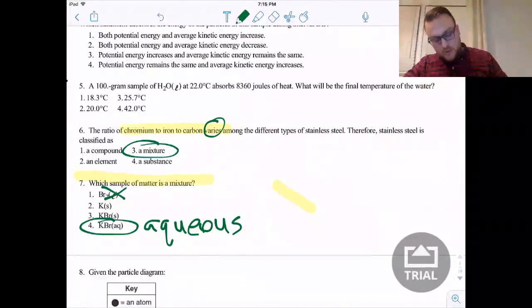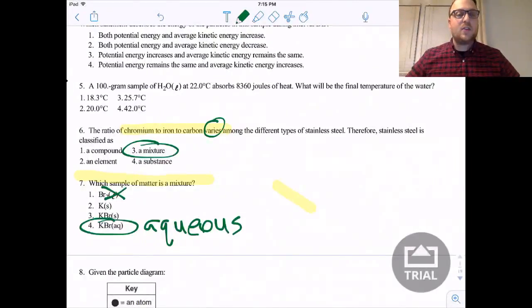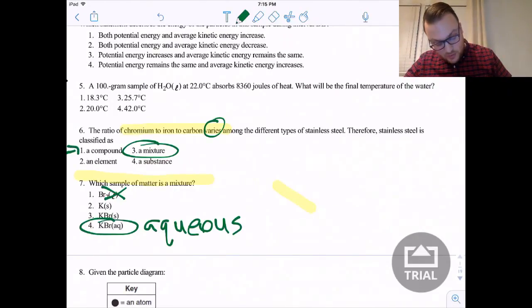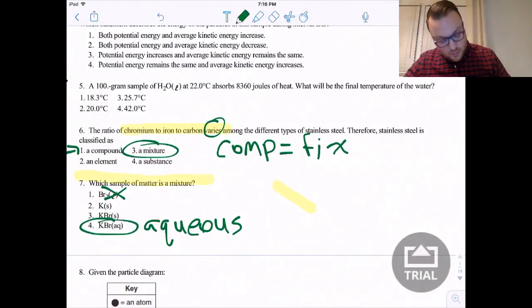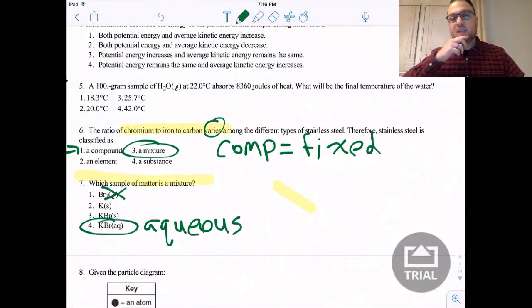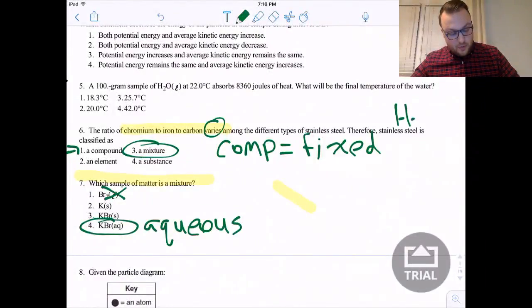Because if you're mixing things together, they're not chemically combining. When things chemically combine, you get a compound. And a compound equals fixed proportions. Because if you have H2O, for example, we call that a compound. If you change the amount of H's and O's, you're not H2O anymore, which means you're not water anymore.